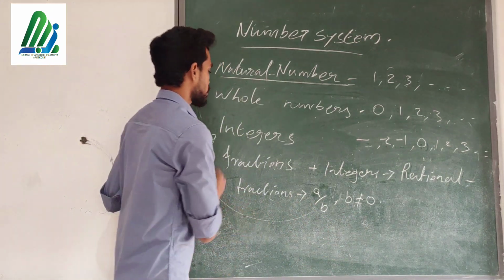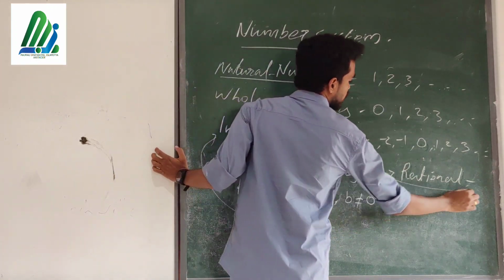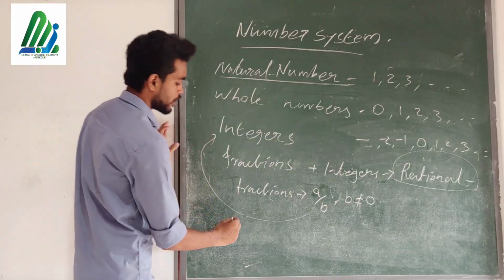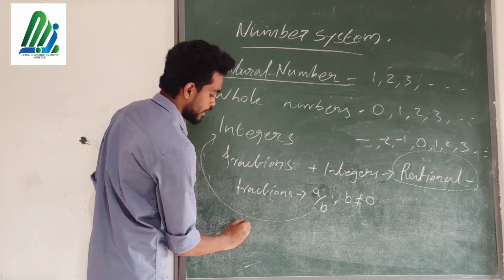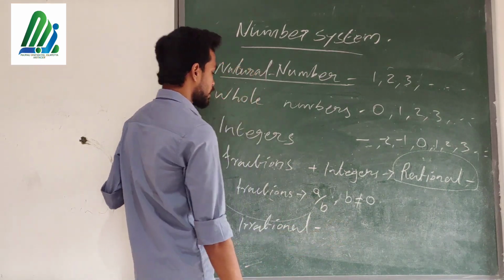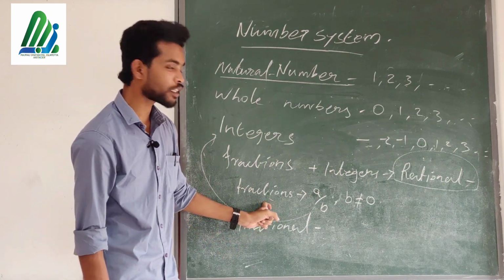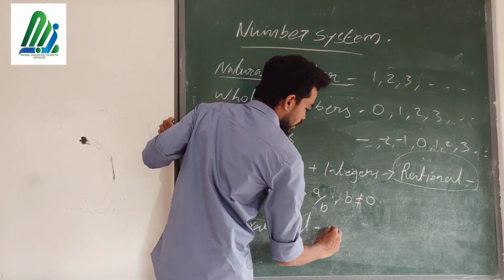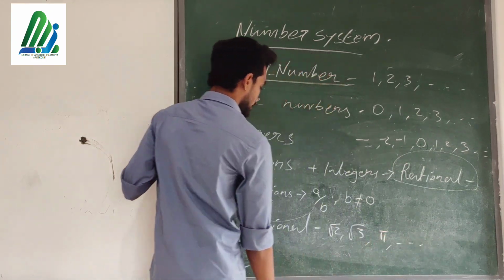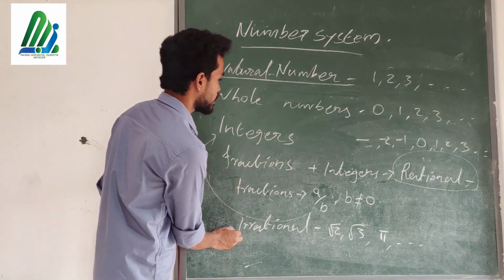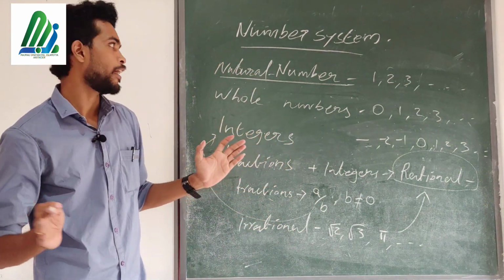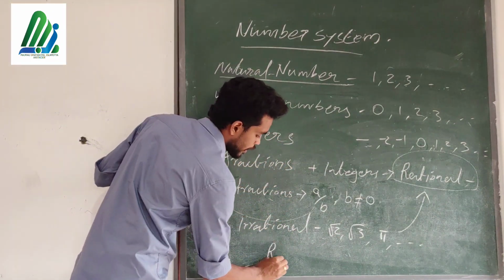Fractions. When we add fractions into the integers, then the system of numbers is called rational numbers. And the fourth part is when we add irrational numbers. Irrational numbers are the numbers which are not fractions. For example, √2, √3, pi, etc. When we add these numbers with the rational numbers, then the system will increase and it is called the real numbers.